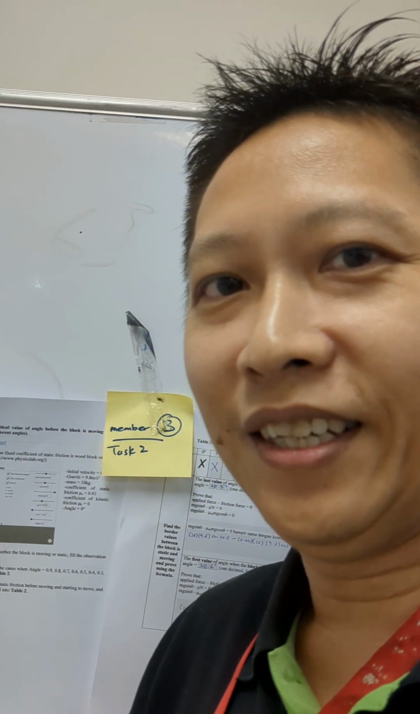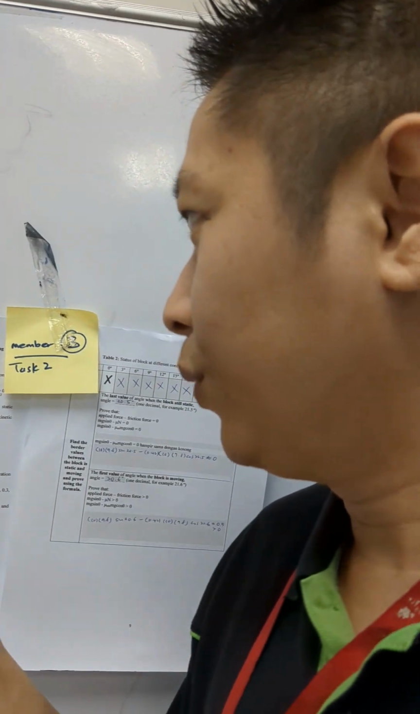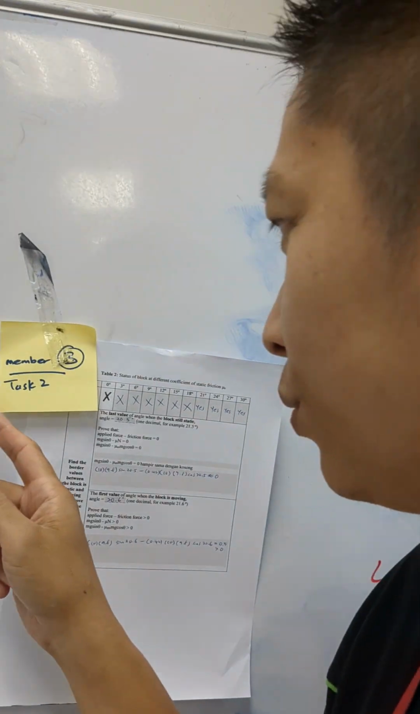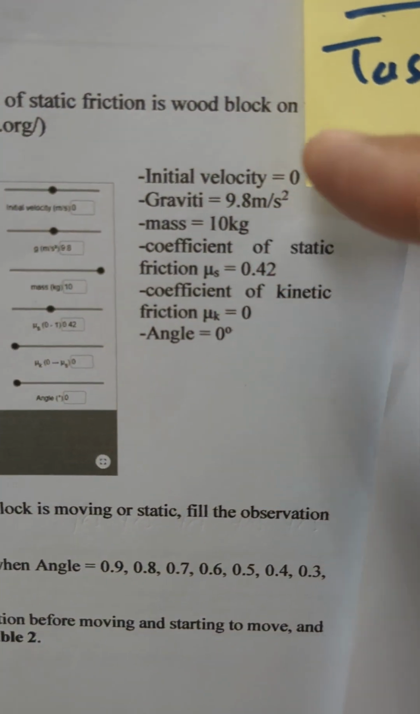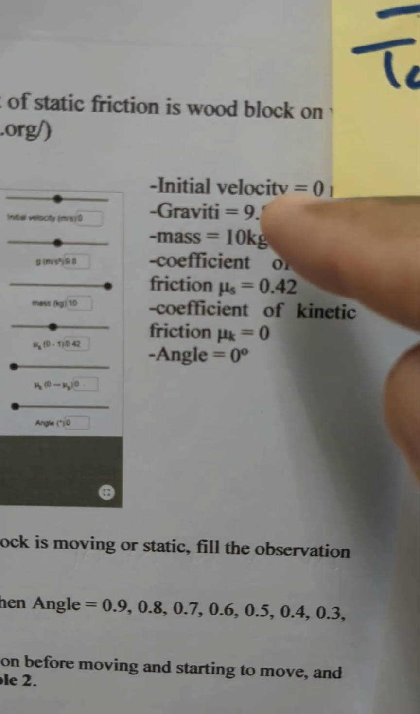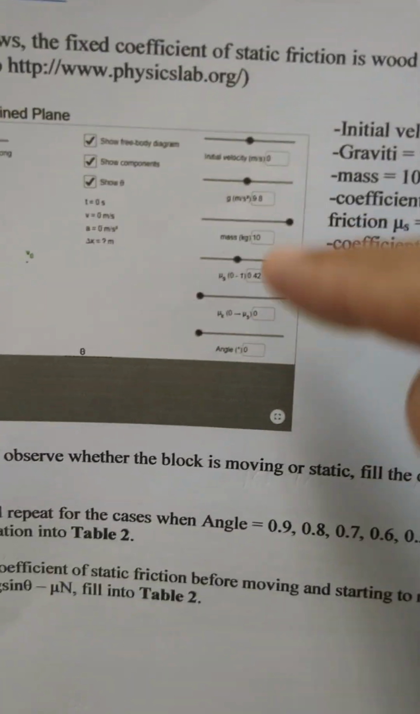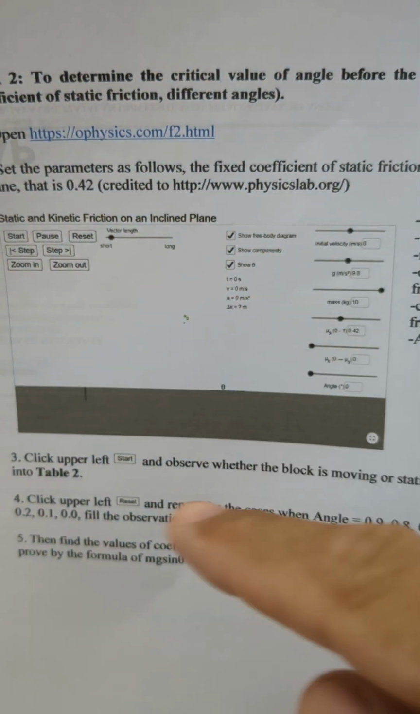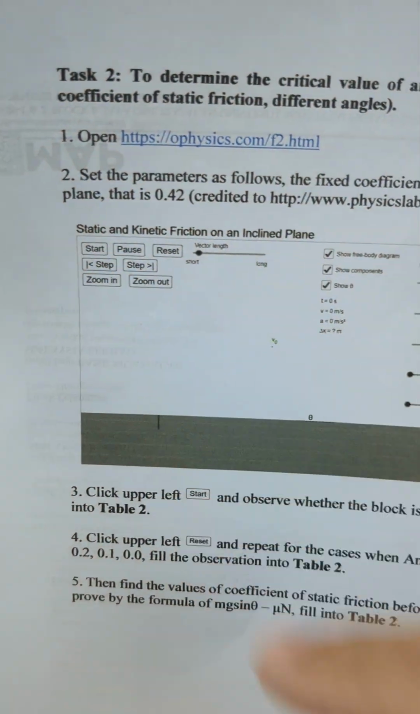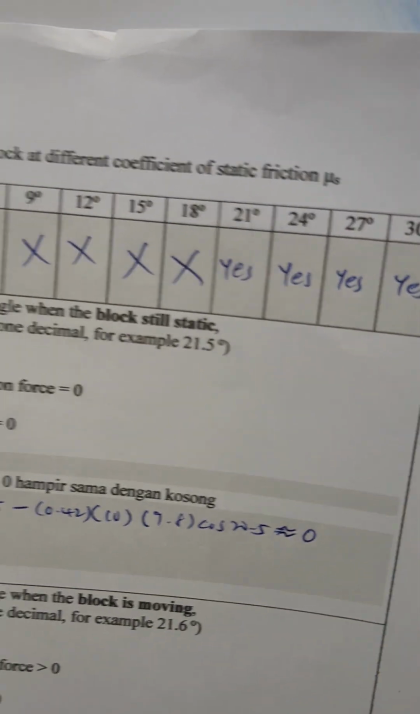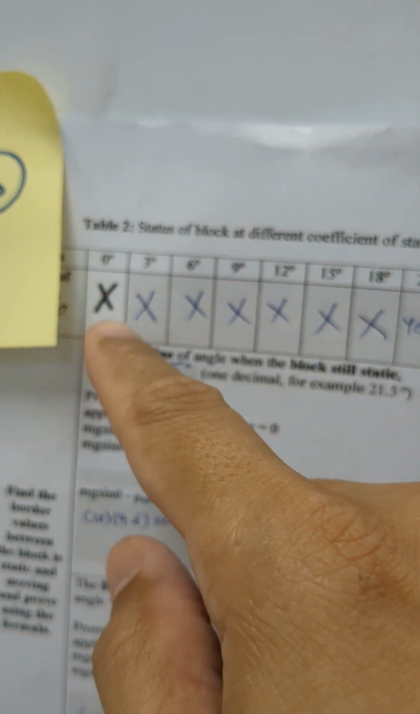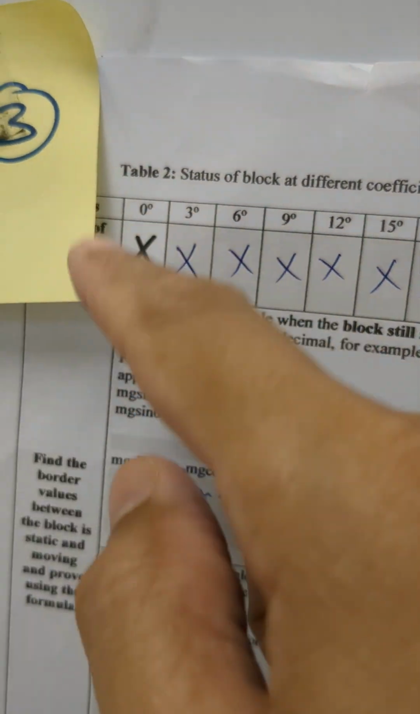This is the angle experiment. We're going to use the same website, and we're going to key in the same values here. So we have the starting velocity. We'll put 0 here. We'll put everything inside this website, and then we're going to click start. If we put 0, it's not moving, so we will have X here.